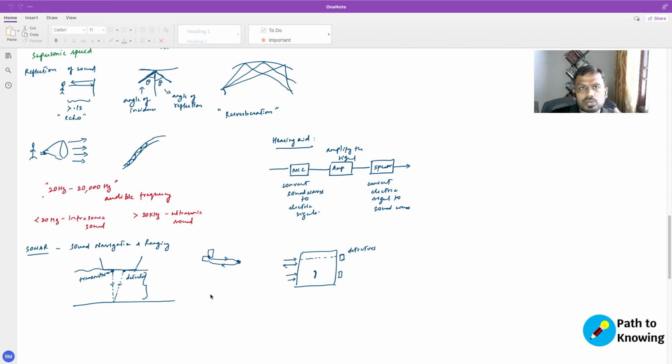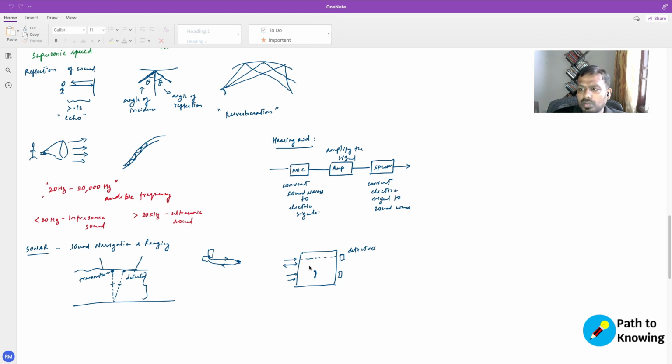Even in medicine, ultrasound waves are used to break kidney stones and all that. When high frequency ultrasound waves are directed at a kidney stone, that vibration can break that kidney stone, and it will get diluted. It will break off, and that will eventually come out of your urine. Right. So those are some of the uses.